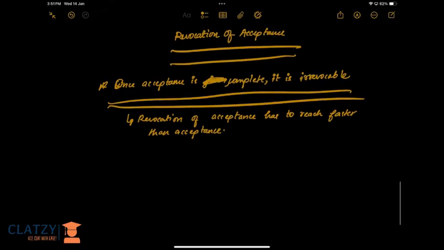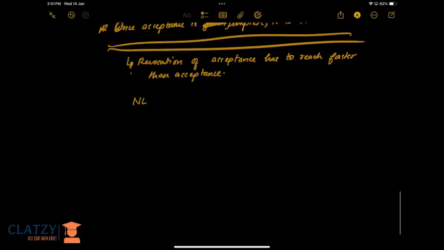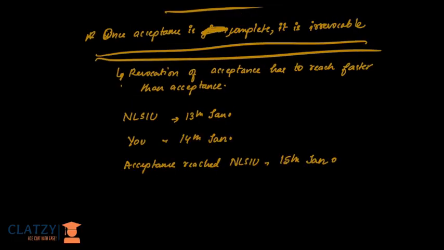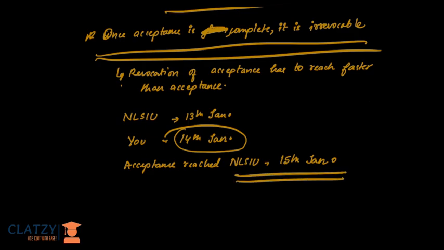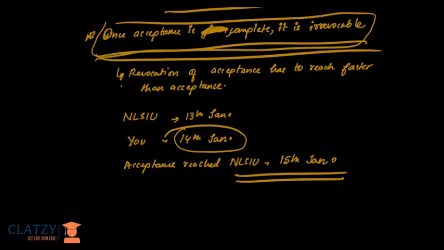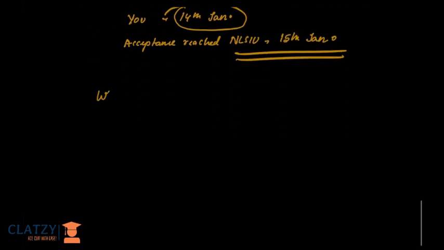Let's write it down again to understand. NLSIU and your example. NLSIU had made an offer on 13th Jan. You posted your acceptance on 14th Jan. Acceptance reached NLSIU on 15th Jan. So in the NLSIU example, you posted your acceptance on 14th Jan. NLSIU received your acceptance on 15th Jan. Question is, when is your acceptance complete? Because the principle says you can revoke your acceptance as an offeree only before it is complete. So question is, when is acceptance complete?